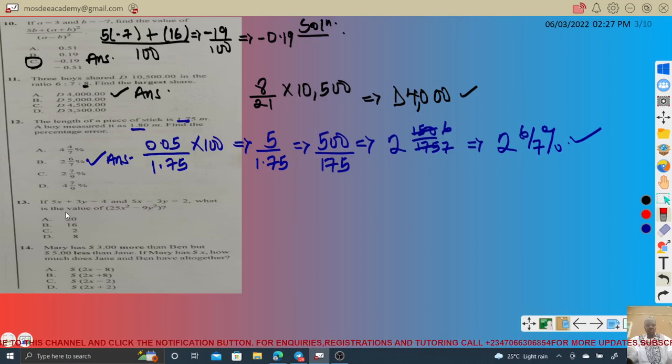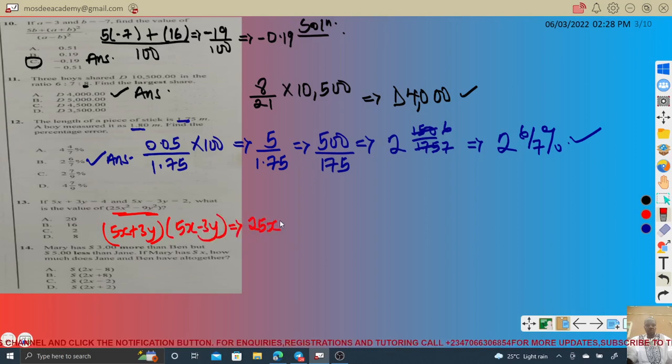Direct question. If 5x plus 3y is equal to 4, and 5x minus 3y is equal to 4, what is the value of this? This is just a difference of two squares, you can see. That is this expression. You don't need to start solving simultaneous equations. 5x plus 3y multiplied by 5x minus 3y will give you the expression, which is a difference of two squares.